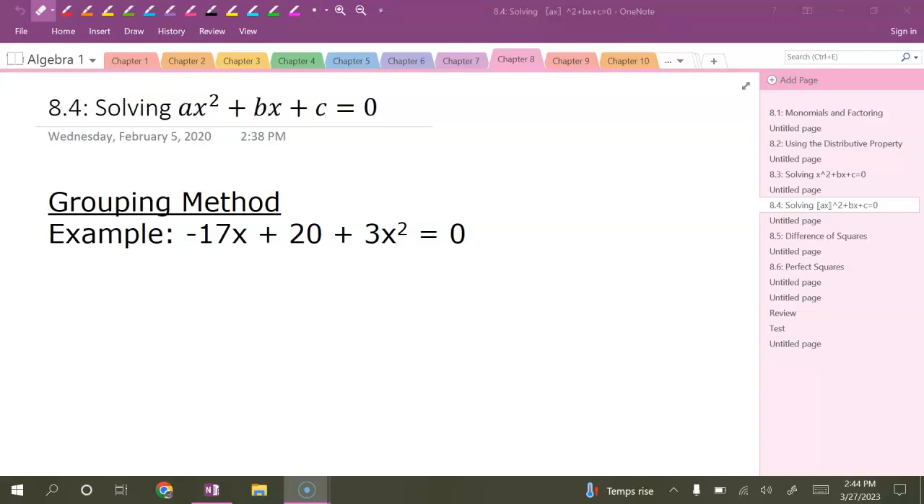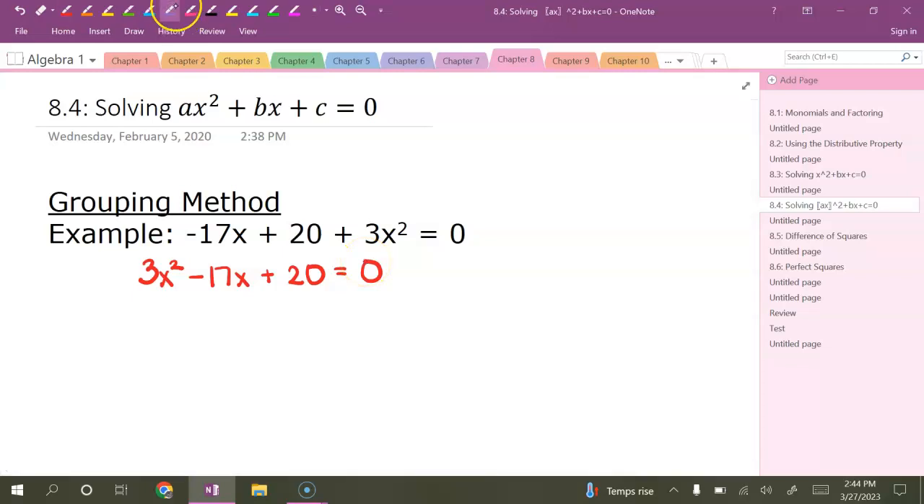Now, when you factor, you want to make sure that it's written in order. Sometimes the problems they give us aren't in the descending order that we need before we can factor. So for this one, I need that 3x squared to come first, and then the minus 17x to come next, and then the plus 20 equals 0. So I just had to do a little bit of rearranging there.